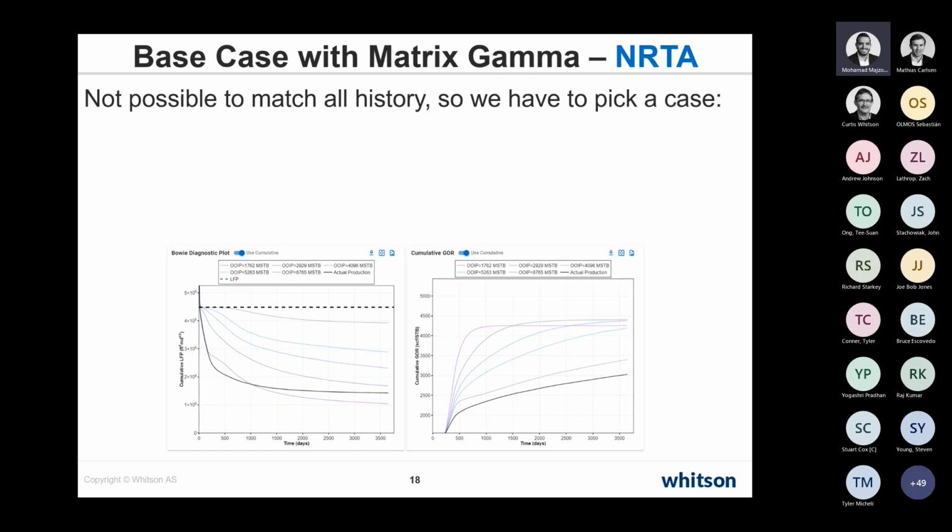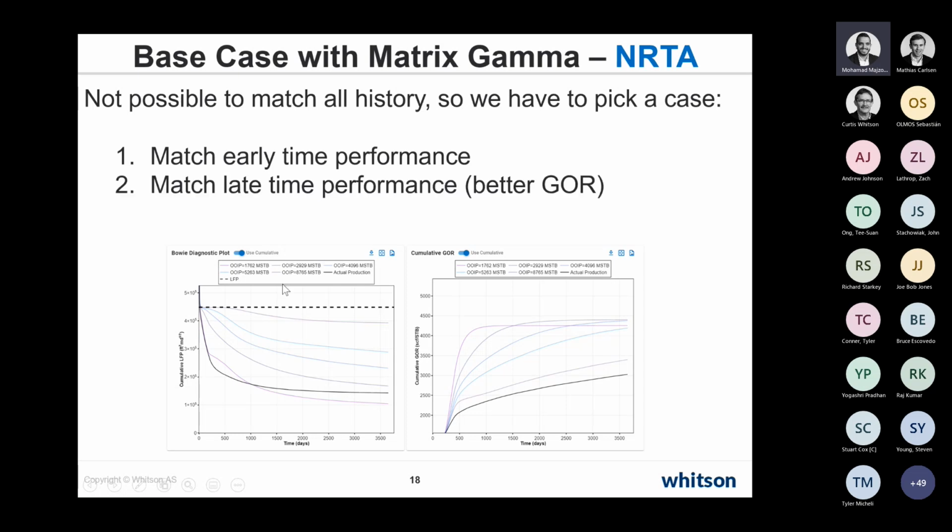And then when it comes to this matrix gamma case, when we run that through the numerical RTA workflow, what we see in the plots is that it's actually not possible to match all the history. As you can see here, you can either match your early time performance, in which case you wouldn't have a very good match of the late time, or you could try to match the late time performance, which gives you a better GOR. I'm going to show that in the next slides. Or anywhere in between, you can try to get something that matches a little bit the early time.